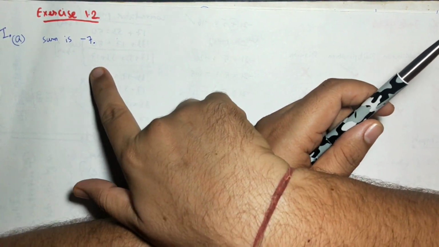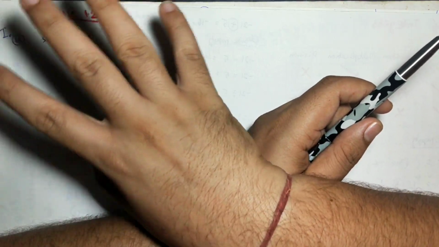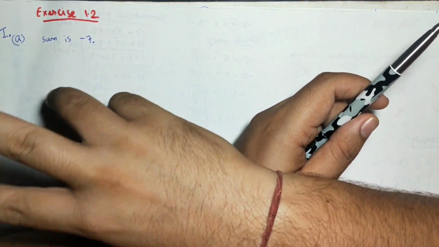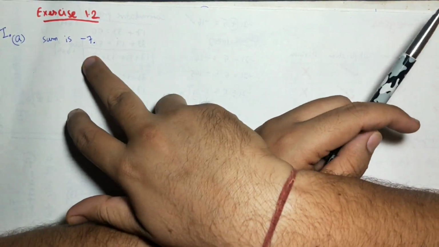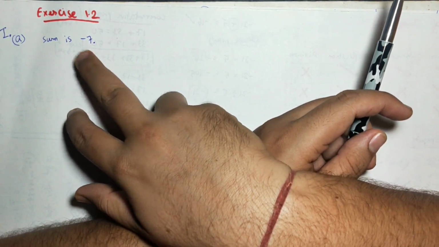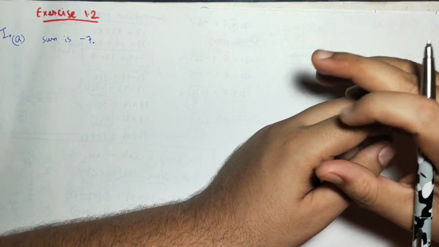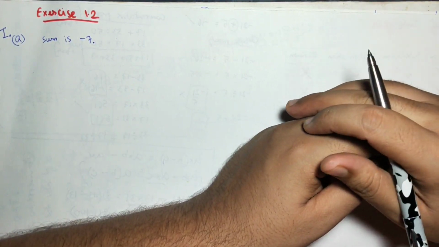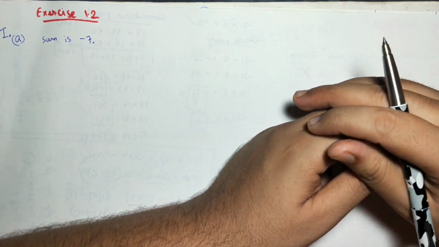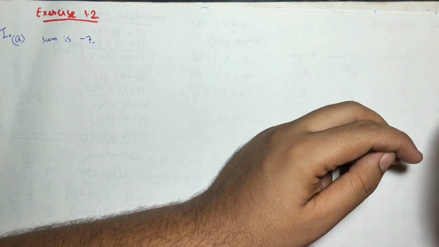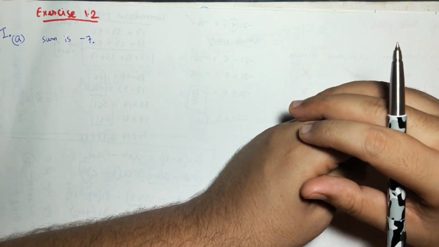I will be giving one answer over here for all the sums, but if I say that it has infinite answers, you have to find any other two solutions for that. So the first question is, you have to think of two numbers whose sum is minus 7. After adding two numbers, if the sum is minus 7, that means one number should be negative, one should be positive, and the negative number should be greater.